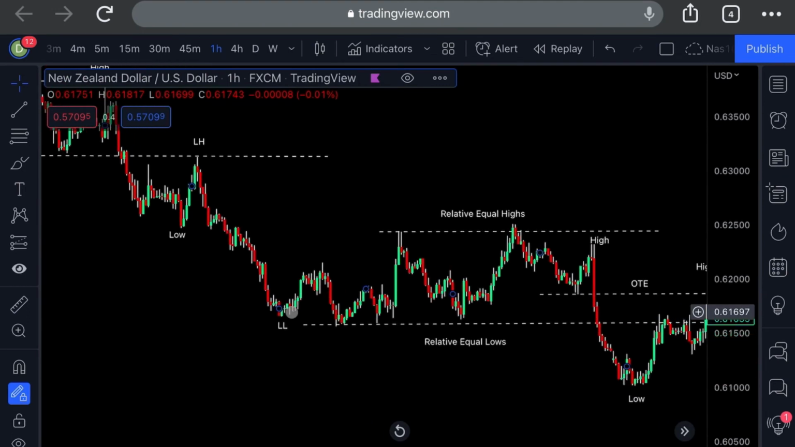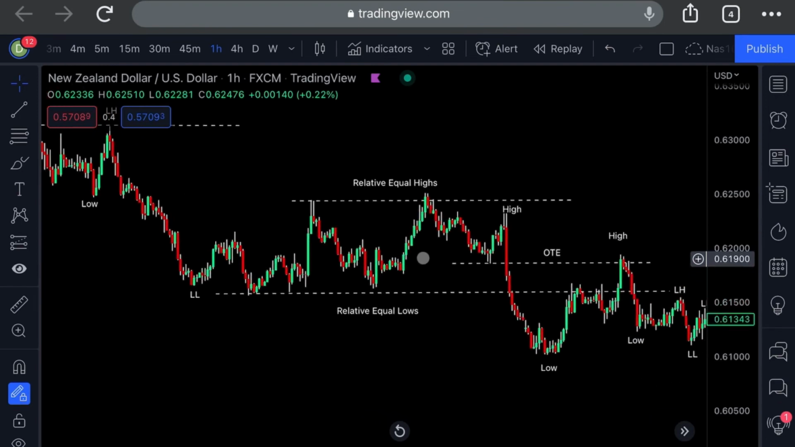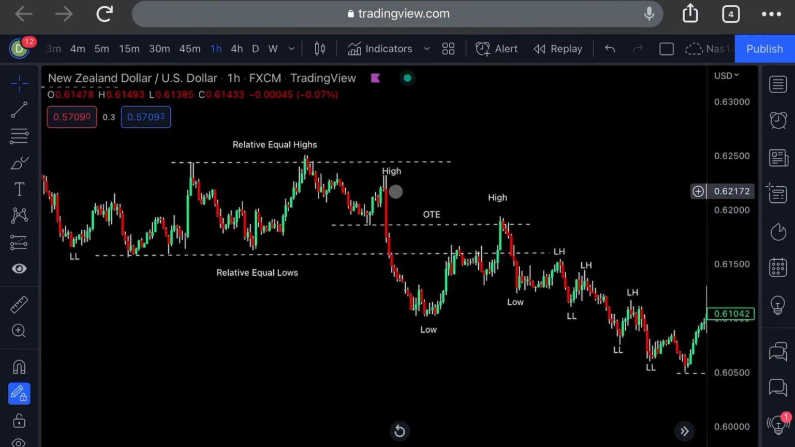Now, when we get in this area right here, what is price doing? Price is consolidating. So we have relative equal lows, which is right here, this line drawn across, and we have relative equal highs, which is this line drawn across right here. Until we get into this area right here. What does price do? Price has a high. It drops below, traded below support.